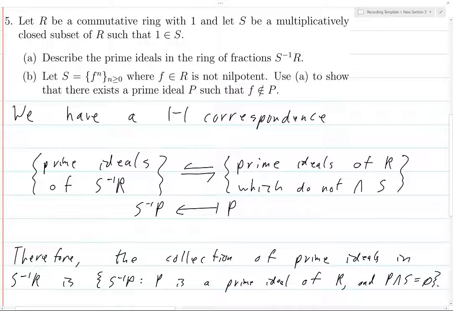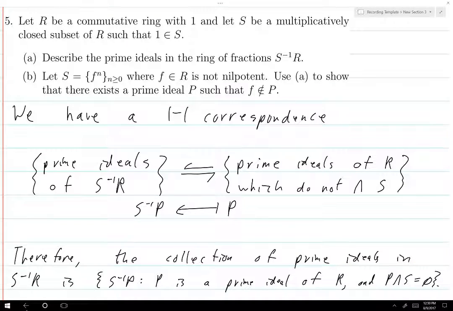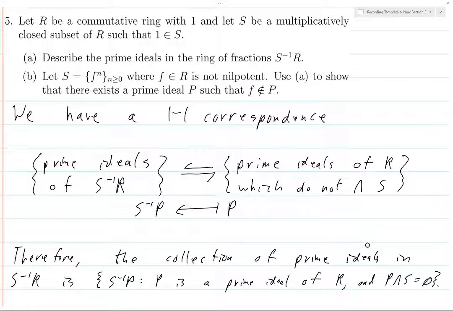Okay, so that's all that there is to part A, because that's how you describe the prime ideals in the ring of fractions. And because this correspondence is one-to-one, every prime ideal of S inverse R is given by S inverse P for some prime ideal P, of course a prime ideal P which does not intersect S. And furthermore, every prime ideal P which does not intersect S gives us a prime ideal of S inverse R by this map. So that's all we need for part A.